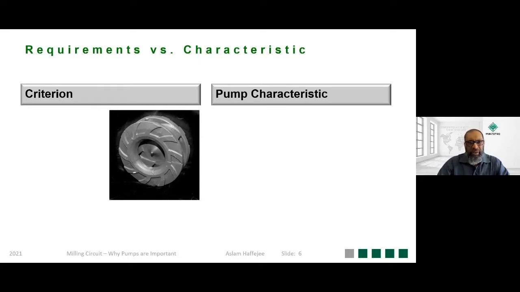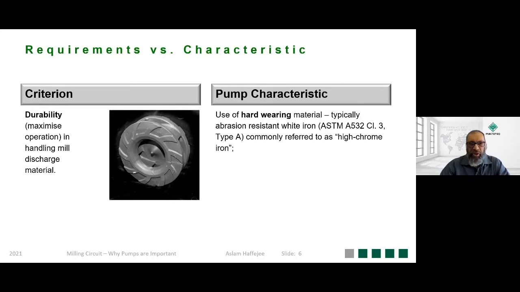Taking a further look at the criteria, and that's your impeller. That's your main element within the pump. It does all the hard work, and it's basically the rotational element in the pump. We need this impeller to be durable. It needs to be there all the time to maintain consistent feed into the cyclone. So it's a very important element within the pump and thus within the mill circuit as well. So the impeller has to have typically a hard wearing material construction.